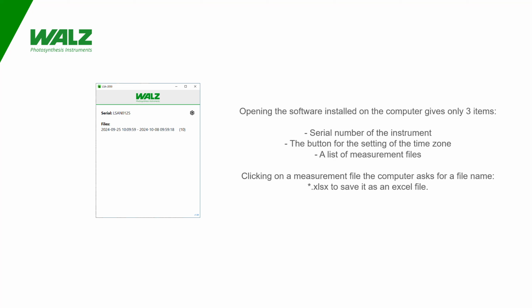The software that can be installed on a PC or laptop has only a few functions. The opening of the software gives 3 items: the serial number of the instrument, a button that gives access to windows that allow the setting of the time zone, and a list of measurement files that can be transferred from the leaf state analyzer to the computer. To transfer a measurement, click on that file and click Yes when the program asks if it should save that file as an Excel file.